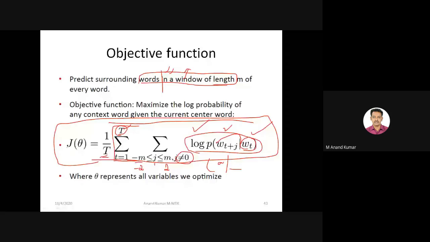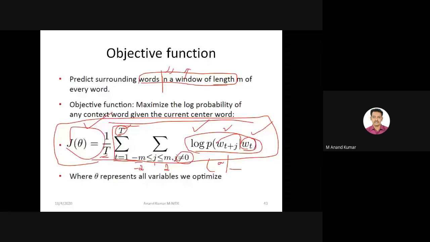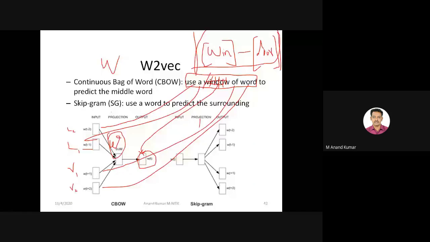Whatever parameters are achieved, that is suitable for your model. This is what you want to optimize. So this is a CBOW model. I have explained about the CBOW. We have seen the power of the model. I explained the two different models, CBOW and skipgram also.